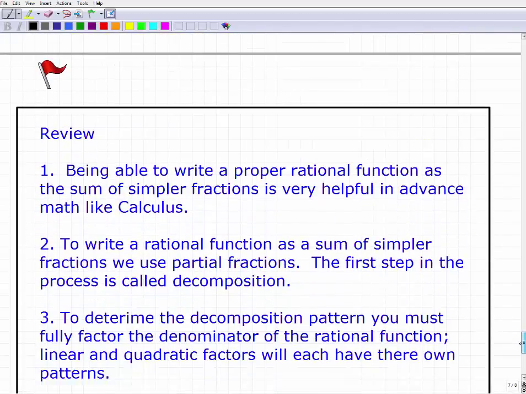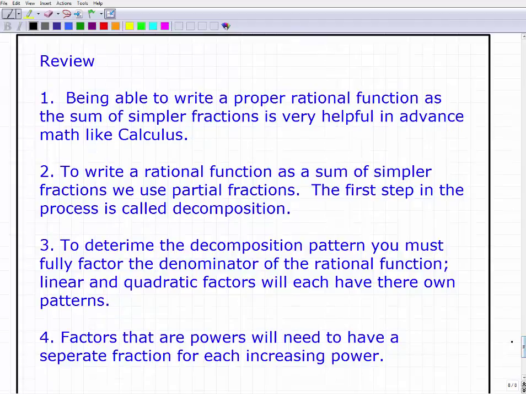And in review, being able to write proper rational functions as a sum of simpler fractions is very helpful in advanced math like calculus. Okay, I can't stress that enough. When you get to calculus, you'll be doing this. And another helpful tip is the notes that you're taking with me here, you should keep. Your notebook should be pristine, at least as nice as you can make it, because you can reference it always in the future.